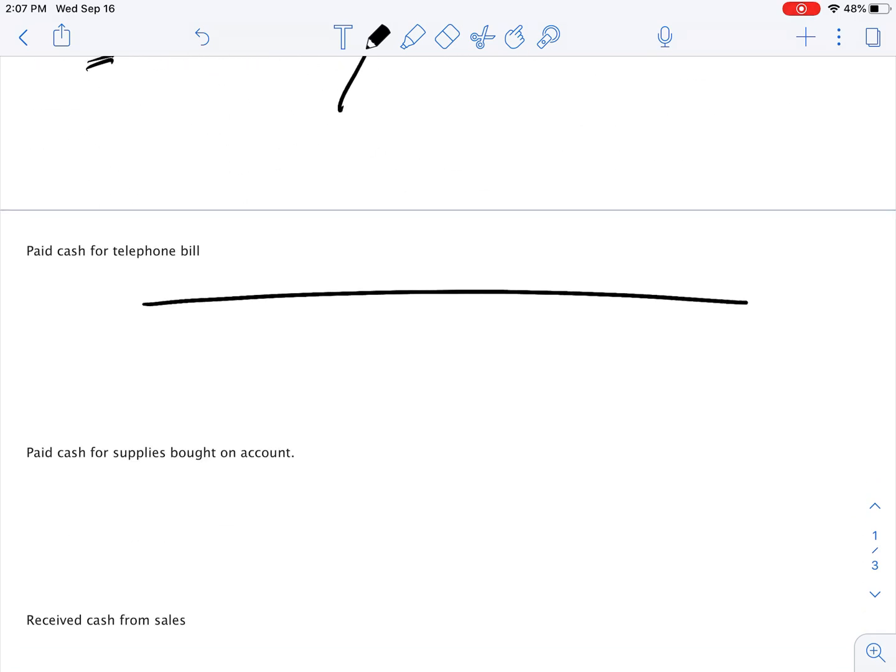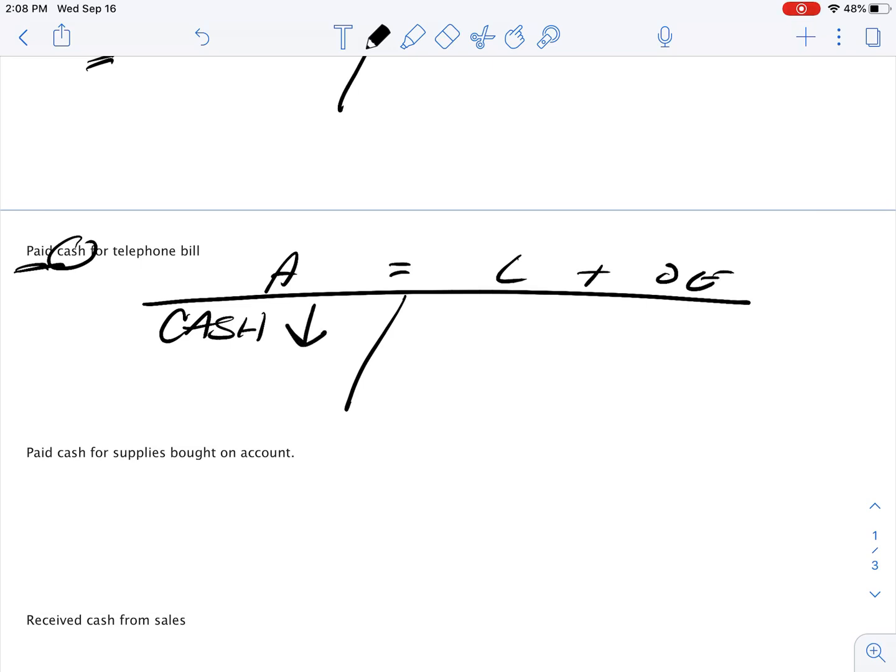Continuing on. We have paid cash for telephone bill. Assets equal liabilities plus owner's equity. Don't you just love this? Paid cash, easy one to do. Cash is going to do what? Well, we paid cash. Cash is going down.